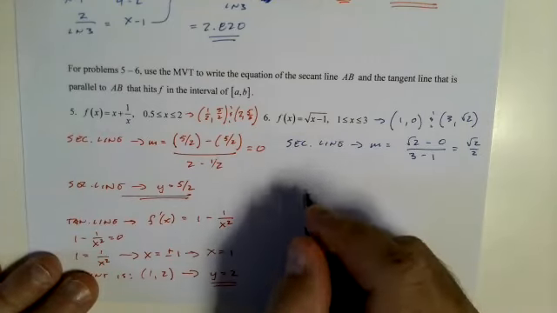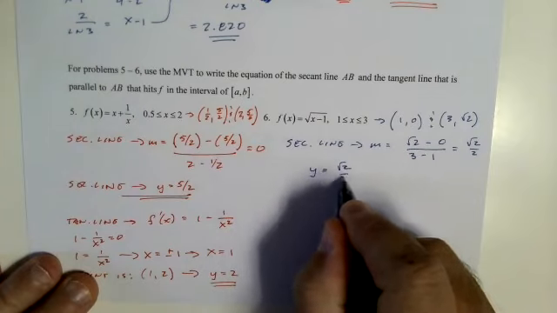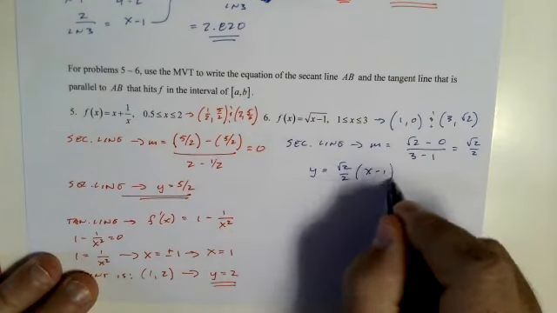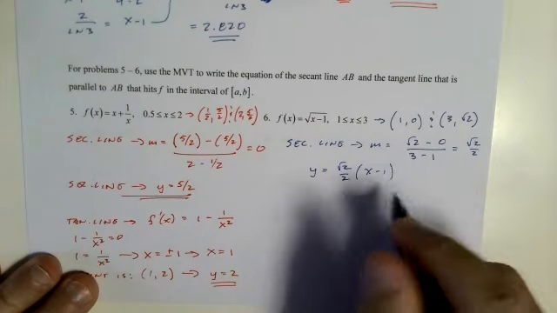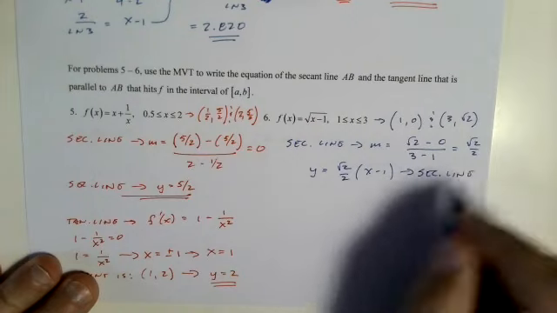Okay, so now we go to point slope. I'm going right here, so that's easy. Y equals √2 over 2, x minus 1. That is the secant line.